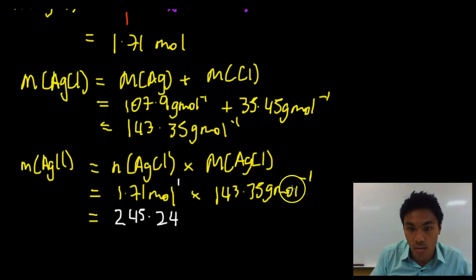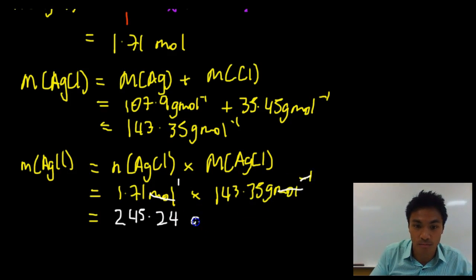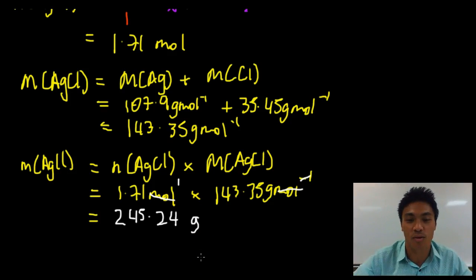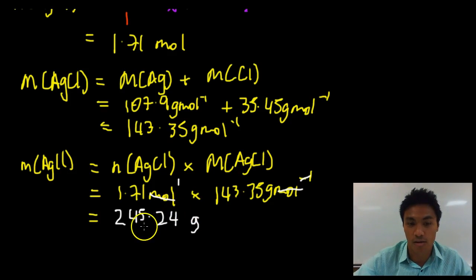Now our units here, because here you have mole to the 1, when you're multiplying, you add these exponents up. So 1 minus 1 is 0. So these two cancel out, that cancels out, that cancels out. What are we left with? G. So our final unit is grams. So we have 245.24 grams. So it's logical. Our final mass is quite logical.